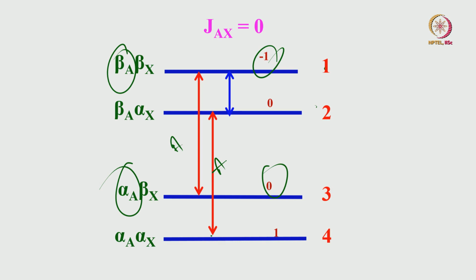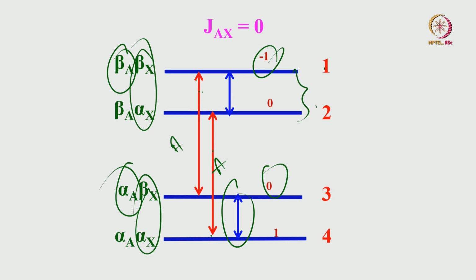What about this one, 1 to 2? This is allowed, where the X spin is changing its orientation from alpha to beta. Similarly, here also 3 to 4 is allowed, again it is an X transition because the X spin is changing from alpha to beta and vice versa. But remember, this energy separation is identical, this energy separation is identical.